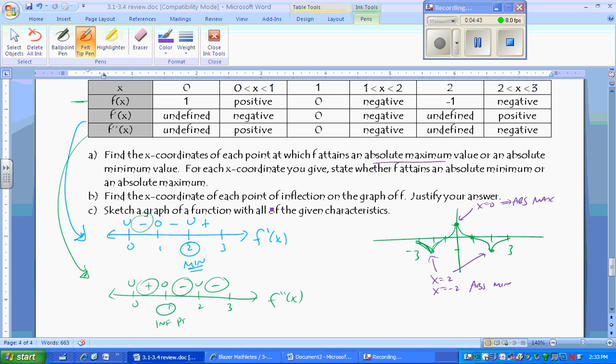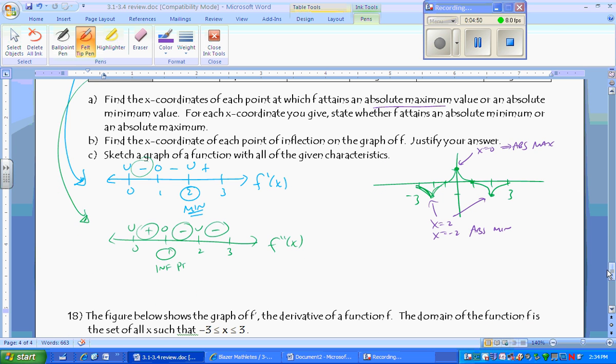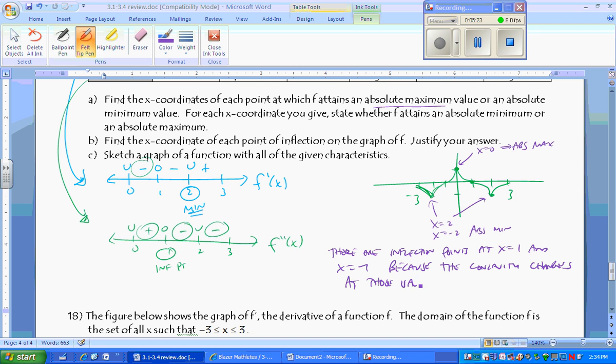Part B, find the x-coordinate of each point of inflection on the graph of f. Justify your answer. So where do we have inflection points? There are inflection points at x equals 1 and x equals negative 1 because, important to explain when it asks you to, the concavity changes at those values. So you can say concavity, you can say its second derivative changes at those values from positive to negative or negative to positive. And then part C, sketch it. We've already done that.